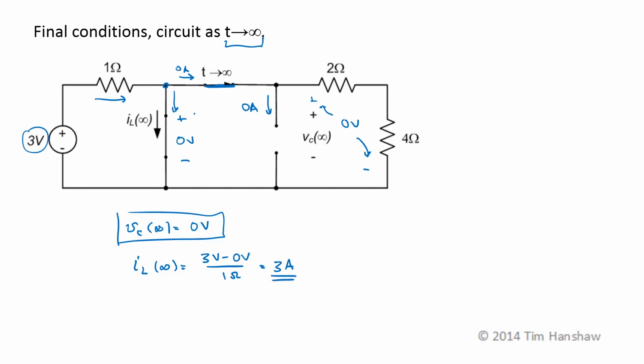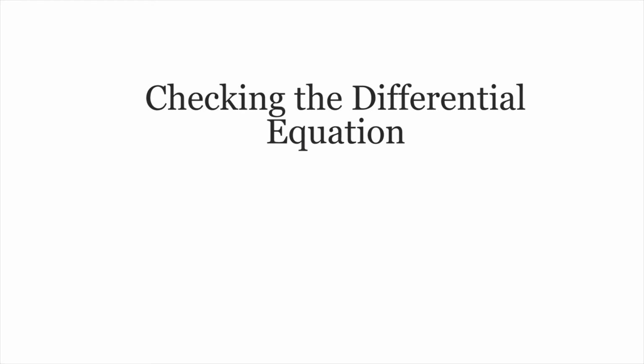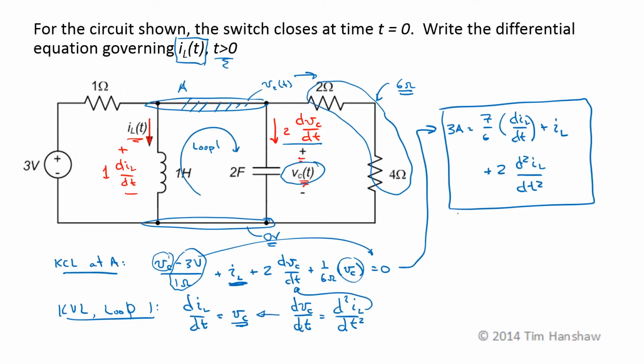Now it's a good idea to check our differential equation with these final conditions. So let's go back to the previous slide where we calculated the differential equation. If I look at these various differential equations as t goes to infinity, so for example, this equation here, since it's a constant input function, 3 amps, the final value is going to become a constant. The derivatives all go to 0, so I sub L of infinity is equal to 3 amps, which agrees with our previous value, so we're in pretty good shape.